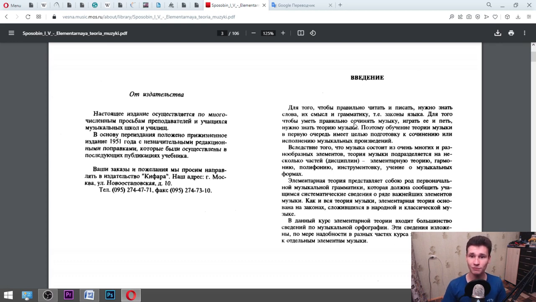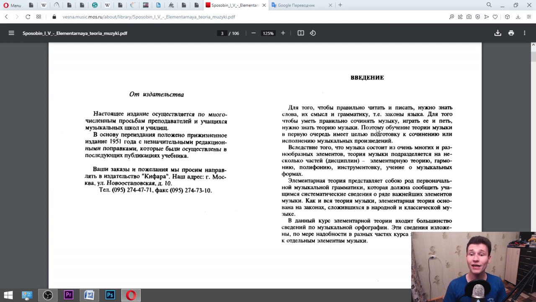Для того, чтобы уметь правильно сочинять музыку, for the purpose of creating music, composing music, правильно сочинять means to compose correctly, to play it and also sing it, then you need to know the music theory. Поэтому обучение теории музыки в первую очередь имеет целью подготовку к сочинению или исполнению музыкальных произведений.